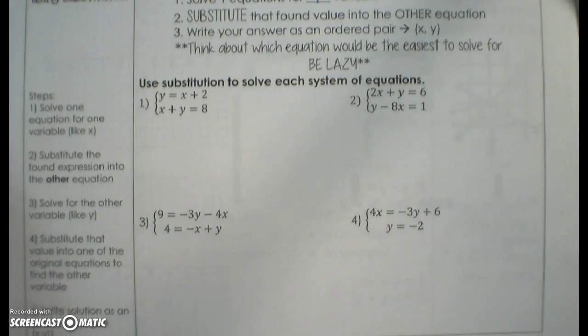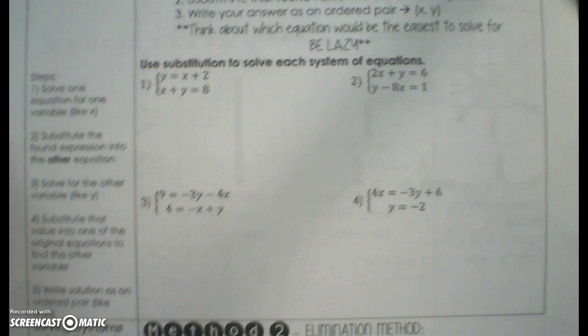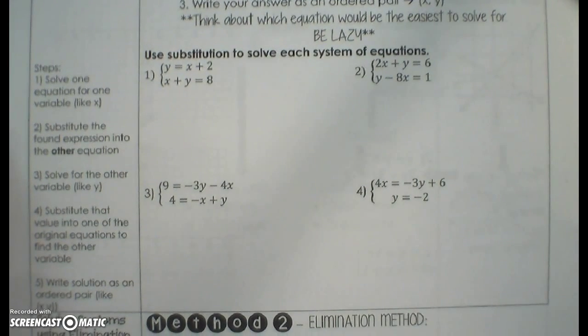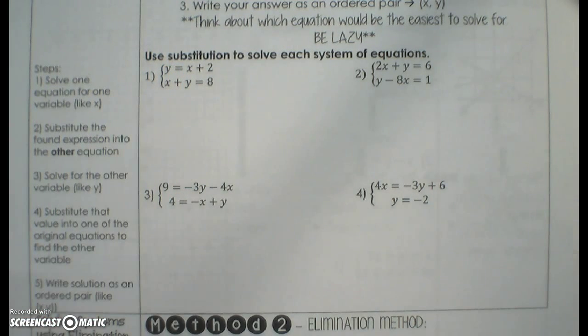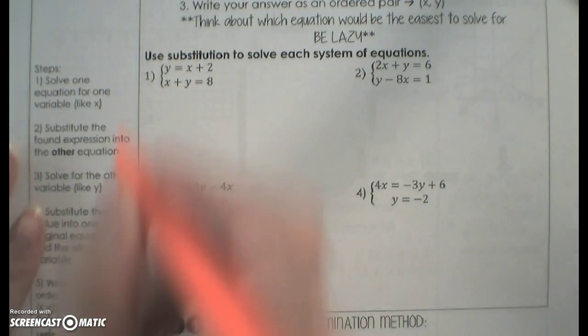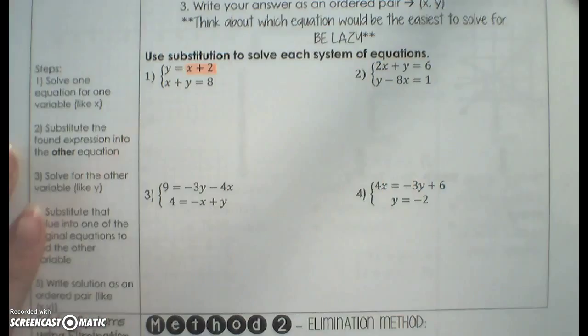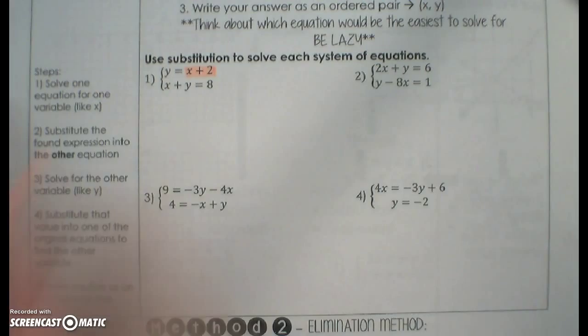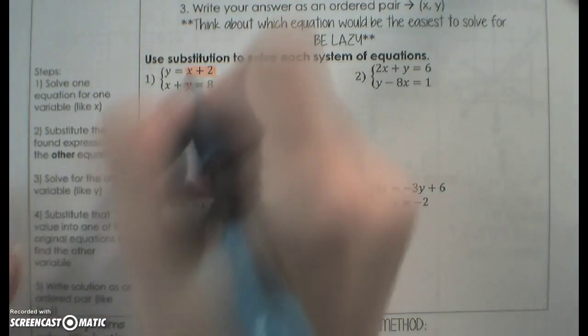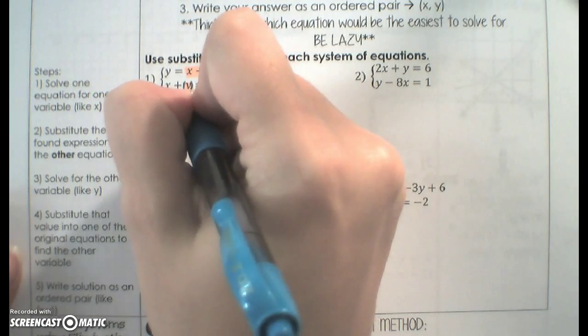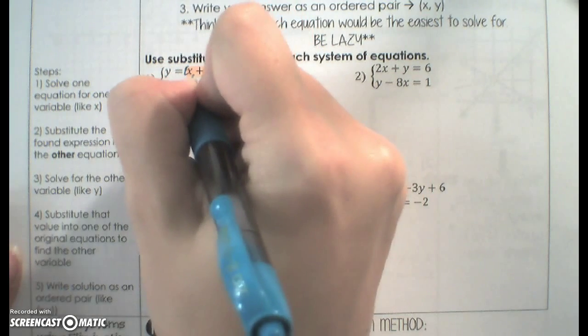And the first thing we want to do, again, is to solve one equation for a variable like x or y. Sometimes it just depends on whichever one you can see as being the easiest. Now I see that this is already set up for y equals a number. So that's going to help me because I already know that y equals this, and I have a y down here. So what I'm going to do is replace this y with what y equals.